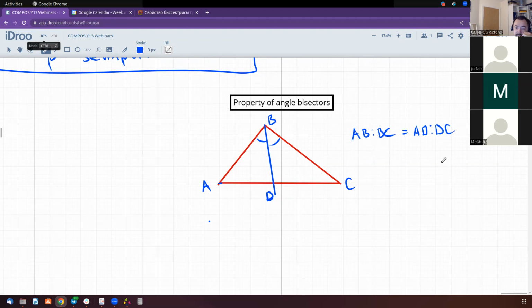Did you know this property? 1 or 0, please. 1 for yes, 0 for no.